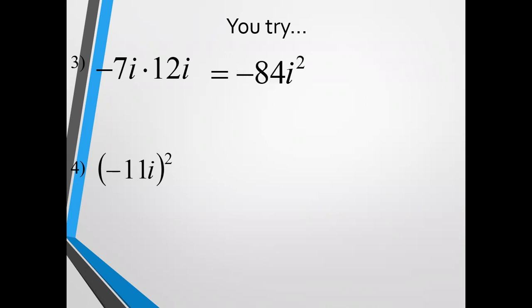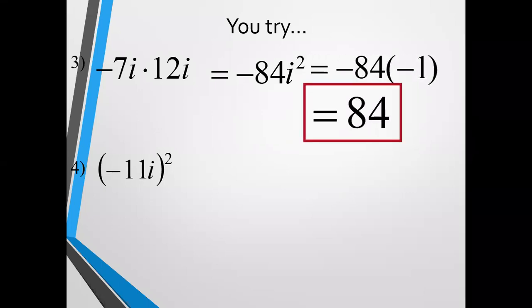So somebody said minus 84i squared. And i squared is minus 1. And minus 1 times minus 84, what does it give you? 84. So the answer is 84. So I think Aremu said 84. Thank you for that.